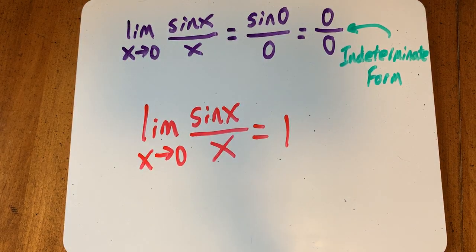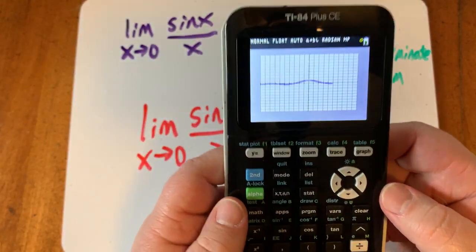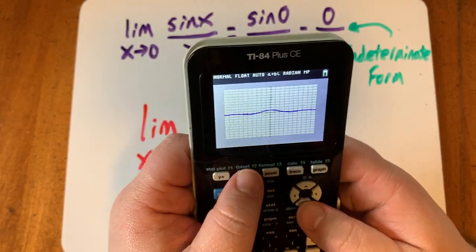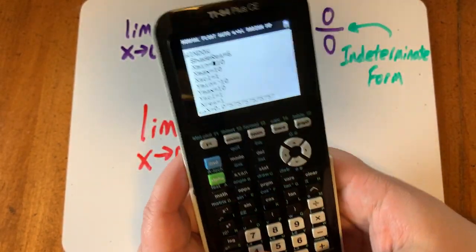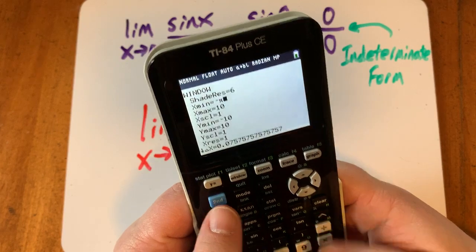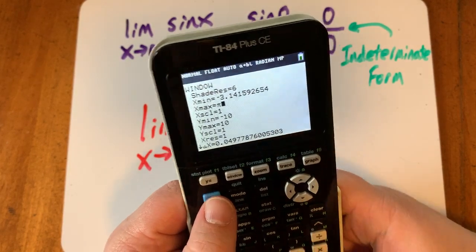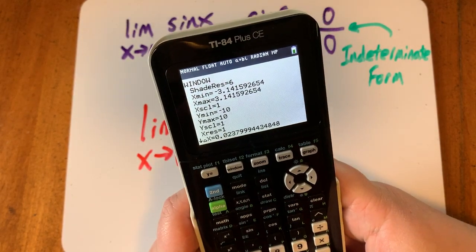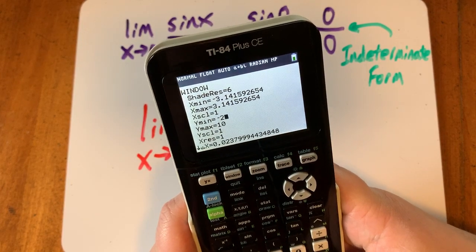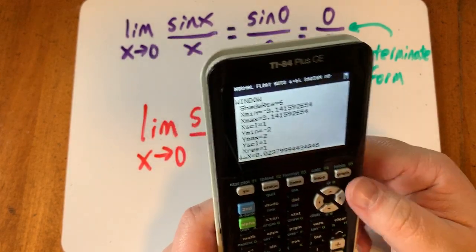And I'm also going to just show it in the graph. I'll change my window, make it a little better. So x-min, I'll just do negative pi, and then pi. And y-min, I'll do negative 2 and 2.